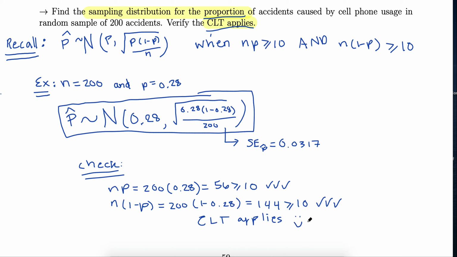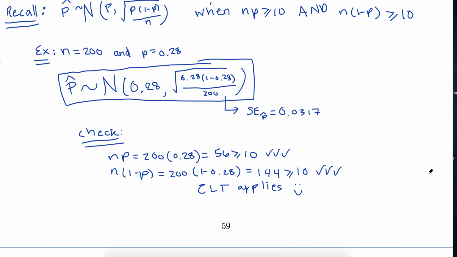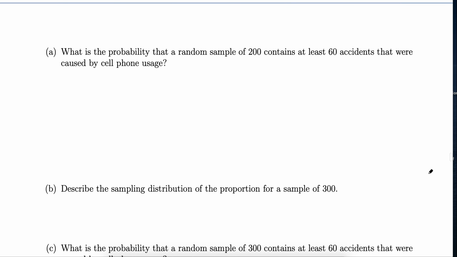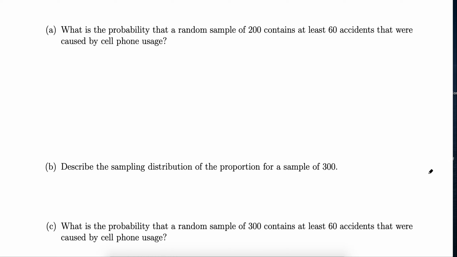Okay, so how does this help us in a particular problem? Let's flip over to the next page. Let's move to page 60 and check this out. So this particular question is asking us, what's the probability a random sample of 200? All right, so fantastic. We know what a random sample of 200 looks like. We just wrote it down on the previous page. Contains at least 60 that were due to cell phone usage.